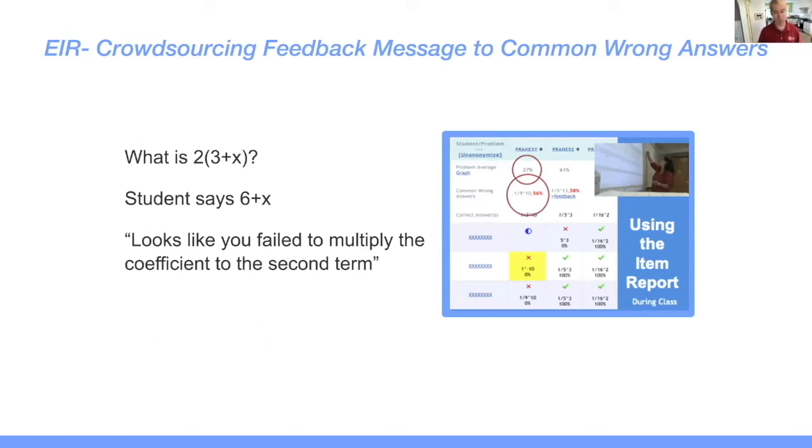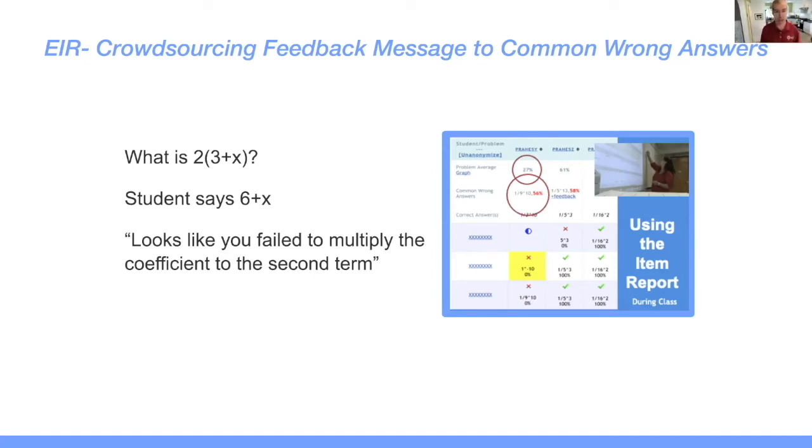Or I have walked around my class. If you're a seventh grade math teacher, you know kids always fail to multiply the coefficient of the second term every time they do the distribution rule. I would just say, oh, you failed to multiply the coefficient in the second term. Oh, hey, no, actually, it looks like you failed to multiply the coefficient in the second. Like, I knew this was going to happen, right?